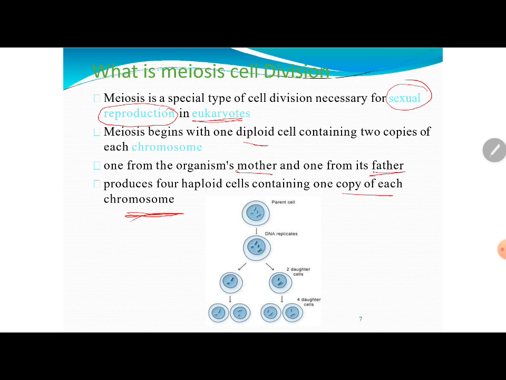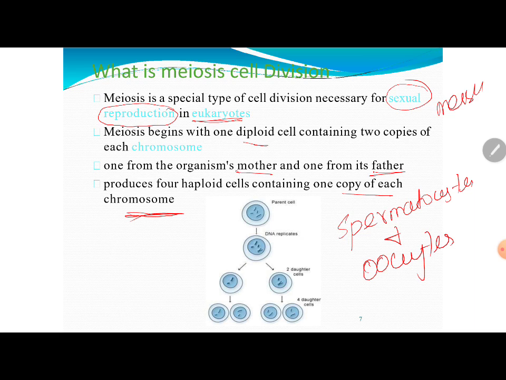Meiosis takes place only in reproductive cells, that is the spermatocytes and oocytes. Where are they found? They are found in the testis in males, and in the ovaries in females. These are called the sex organs, and the cells which are formed from the spermatocytes and oocytes are the sex cells. The spermatocytes give rise to sperms, and the oocytes give rise to ova. The sperm and the ovum unite to form the zygote.